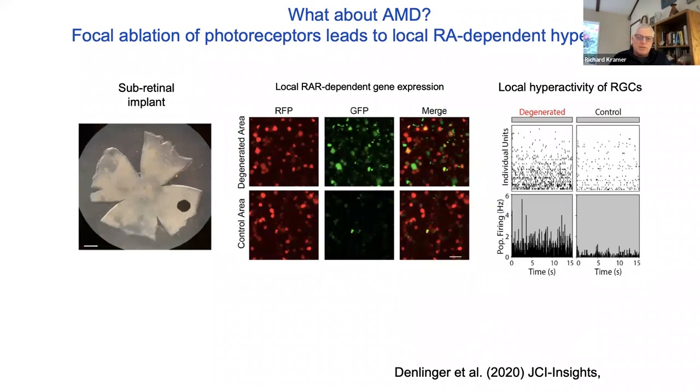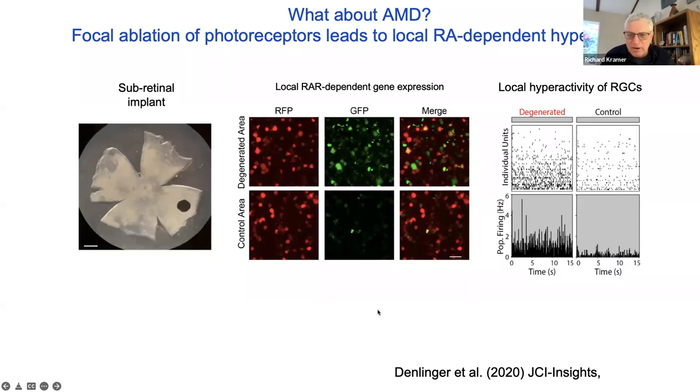So I've been talking about retinitis pigmentosa as the main sort of application for all of this. What about AMD? So in AMD, there's a much more localized loss of photoreceptors from the macula. And of course, mice and rats do not have a macula. They have a rod-dominated retina, and so they don't have any sort of specialized region with all cones.